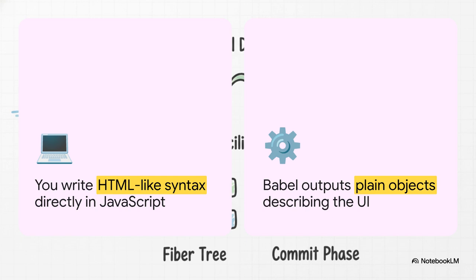So a strict translator, usually Babel, steps in and converts your nice syntax into standard React createElement calls. This function just spits out plain, super lightweight JavaScript objects. There are no real DOM nodes here, absolutely no HTML. It's just a JavaScript description of the UI you want. People casually call this the virtual DOM, but honestly, it's just the very beginning of the process.